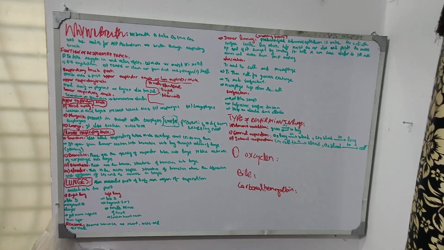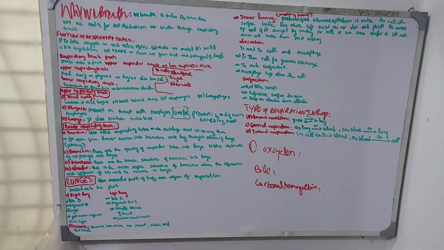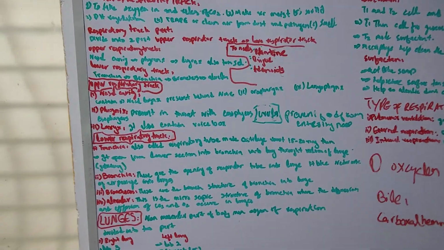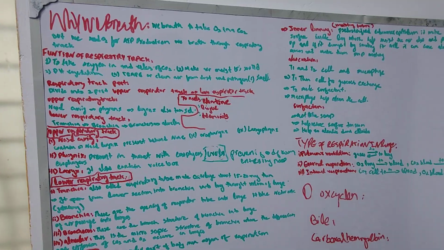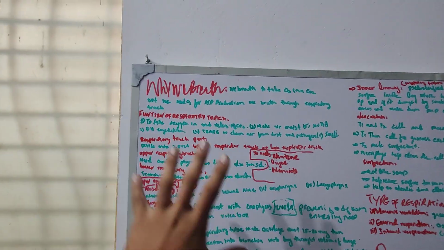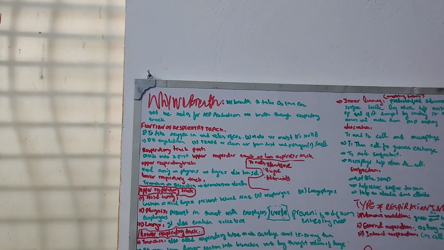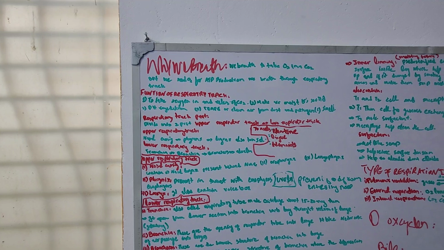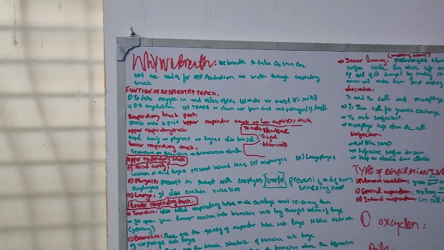That was it for today. Yesterday we discussed the structure of the lung. Today we discussed the structure of the respiratory tract: the pharynx, larynx, and nasal cavity. Just a quick overview: what does our nasal cavity contain? It contains the nasopharynx.